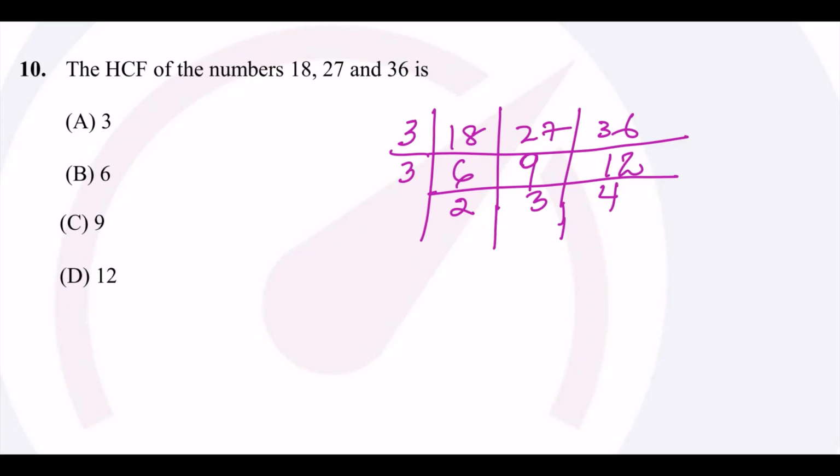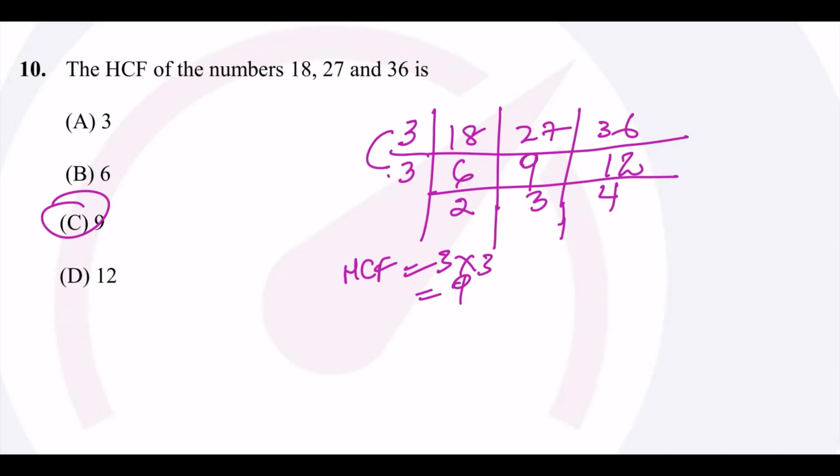So hence we have 3 times 3. So the HCF is equal to 3 times 3, which is equal to 9. So the highest common factor would be 9. Now there are other ways we could do it by listing all the factors of 18, all the factors of 27, and all the factors of 36, and then see what's the highest number that all 3 numbers have in common. I was going to move on to question 11, but let me just work it out by listing the factors.